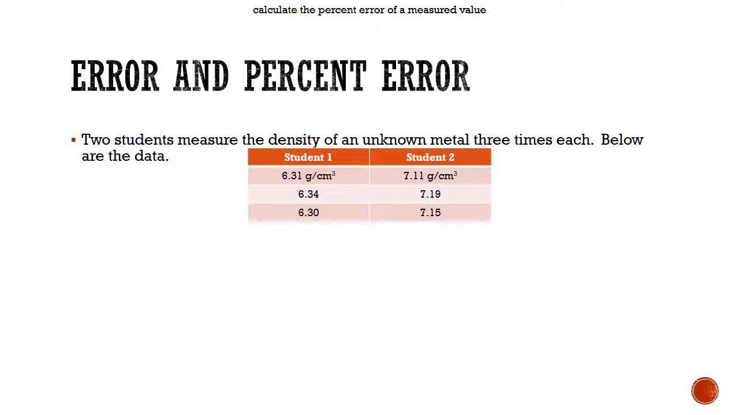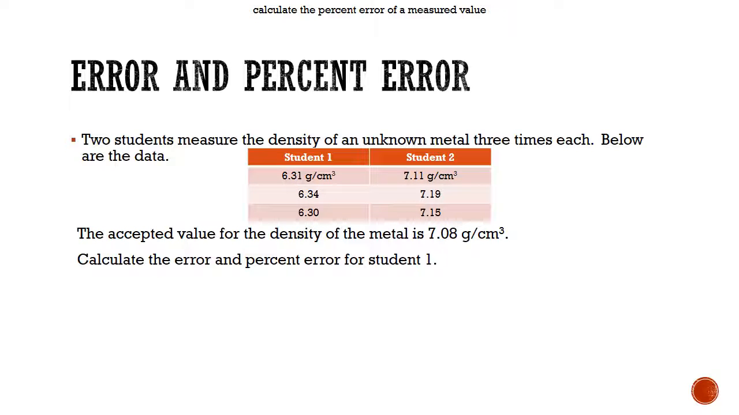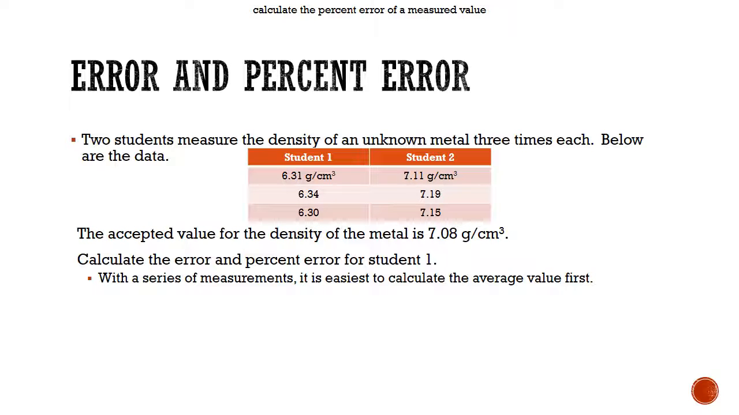Alright, again, same idea here. This is the same data you saw before in the example of the difference between accuracy and precision. And again, we're given the accepted value of 7.08 grams per centimeter cubed. But now we're asked to calculate the error and percent error for student 1. Now you might be wondering, how do we do this if there's multiple pieces of data here? Well, the easiest thing to do is simply to calculate the average first. If we have a series of measurements measuring the same thing, we'll calculate the average for student 1 first, and then we'll use that value as the measured value.